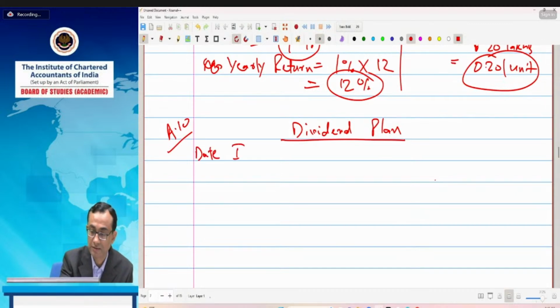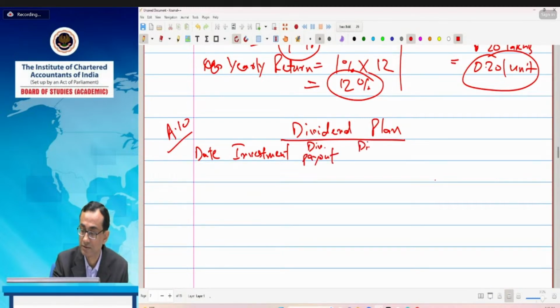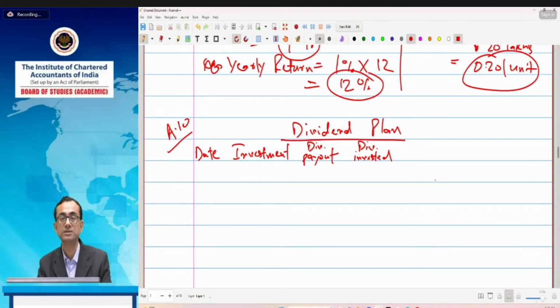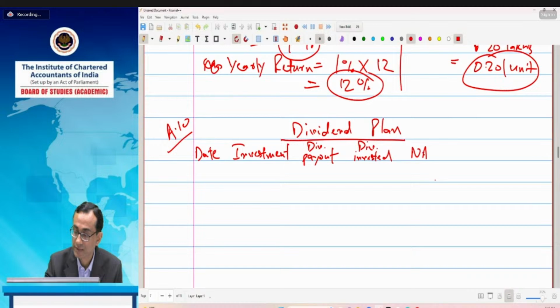This date, investment, dividend payout, dividend invested. Dividend plan means whatever dividend is received has been reinvested. NAV, units, and closing units.